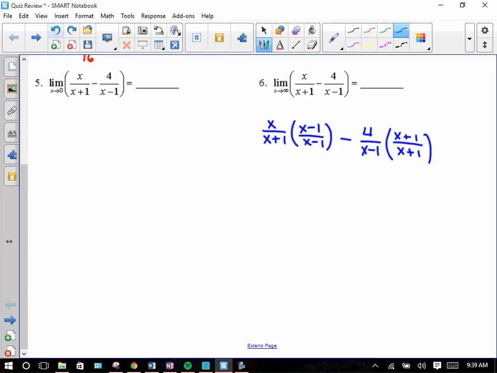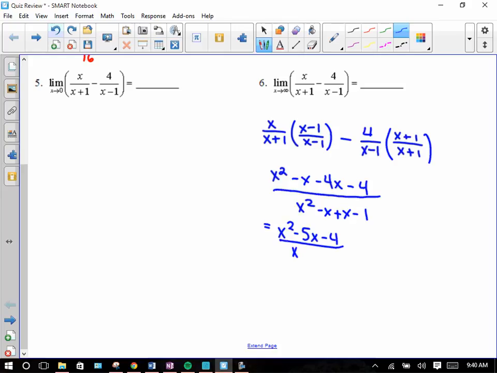So I distribute this, that's x squared minus x. Then I have negative 4 times x, that's minus 4x. Negative 4 times 1 is minus 4. And that's all over x squared minus x plus x minus 1. So that gives me x squared minus 5x minus 4 over x squared minus 1. Now I can look at this and figure out what my horizontal asymptote would be.